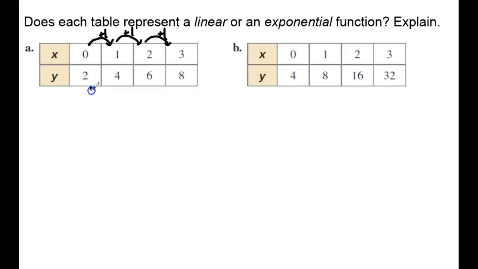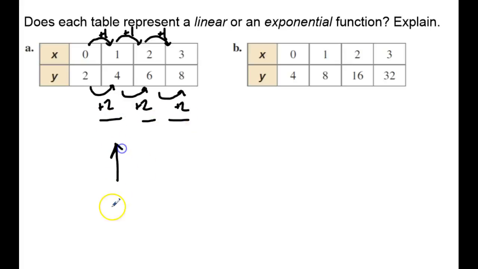Now I want to look at the y's. Every time I go up 1 in my x, I go up 2 here, and I go up 2 here, and I go up 2 here. This is something that we've seen a lot before. This rate of change is constant. Since this number is the same every single time, this table represents a linear function.